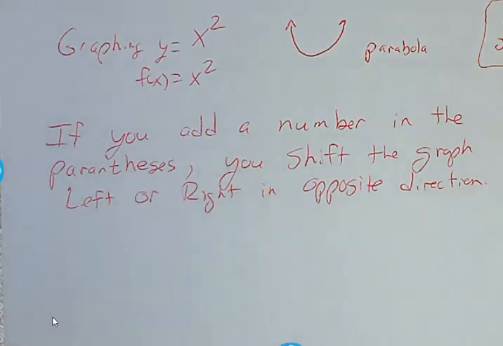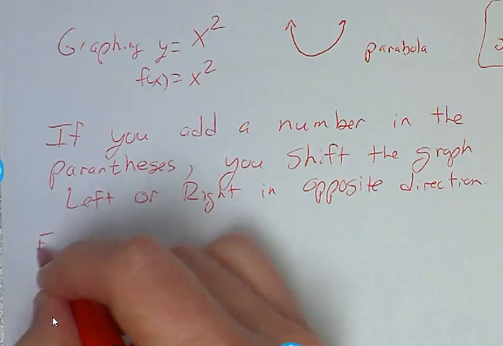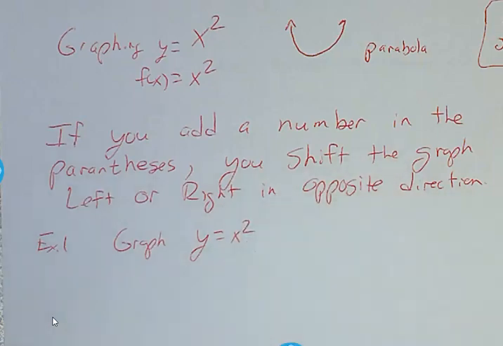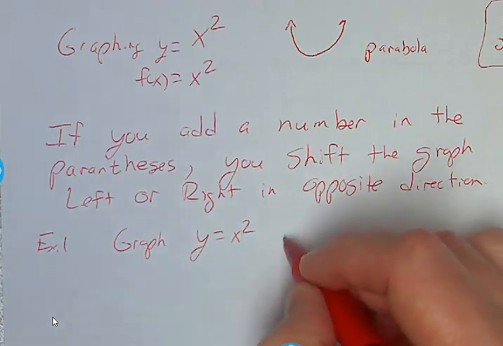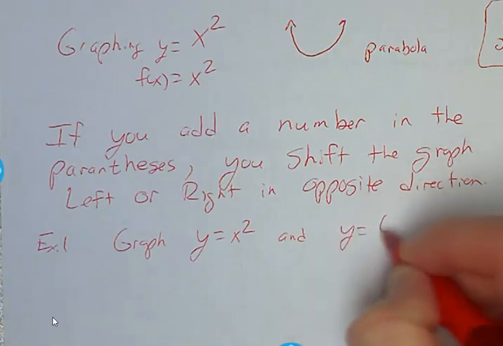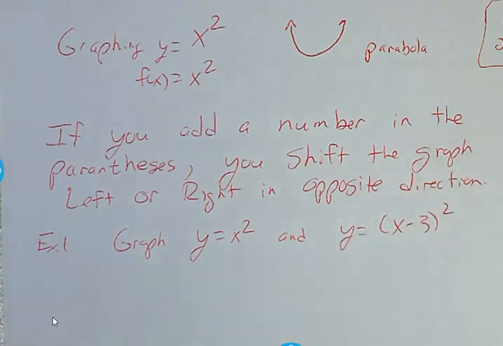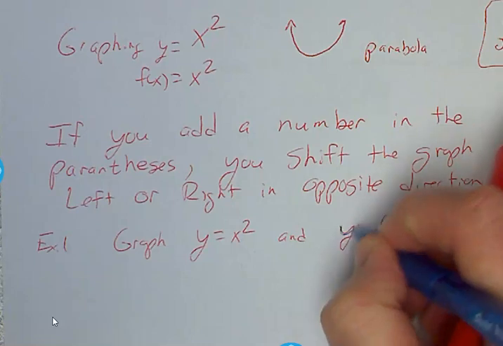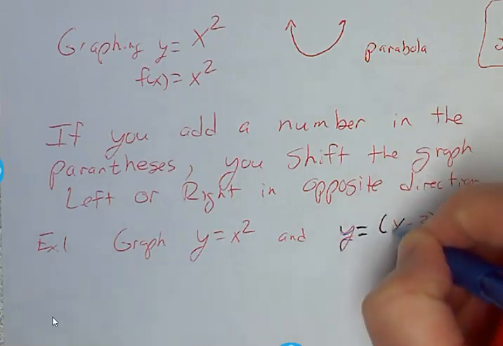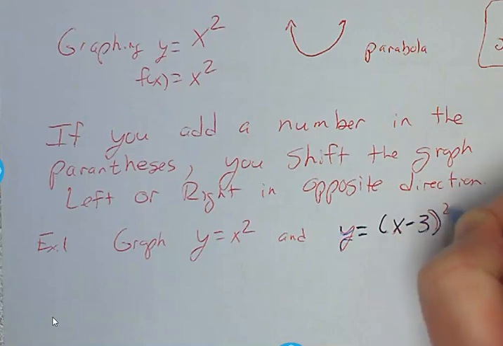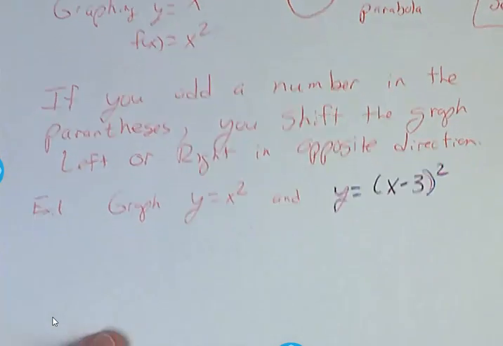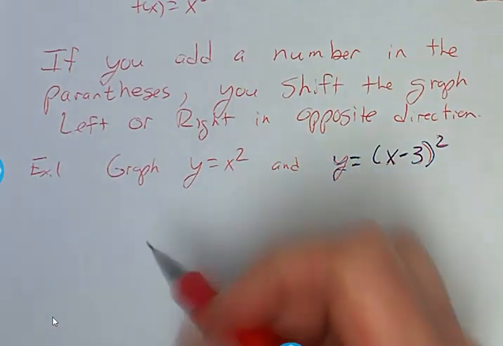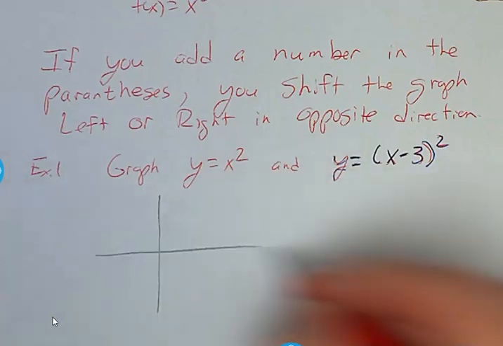Okay, so for example 1, here's what we're going to do. We're going to graph y equals x squared and y equals (x minus 3) squared. And we're going to do this one in blue. Now, when we graph this, we're not going to make it super detailed, and we're not going to make you plot like 15,000 points. I'm just going to have this so you can kind of see what's going on with it.